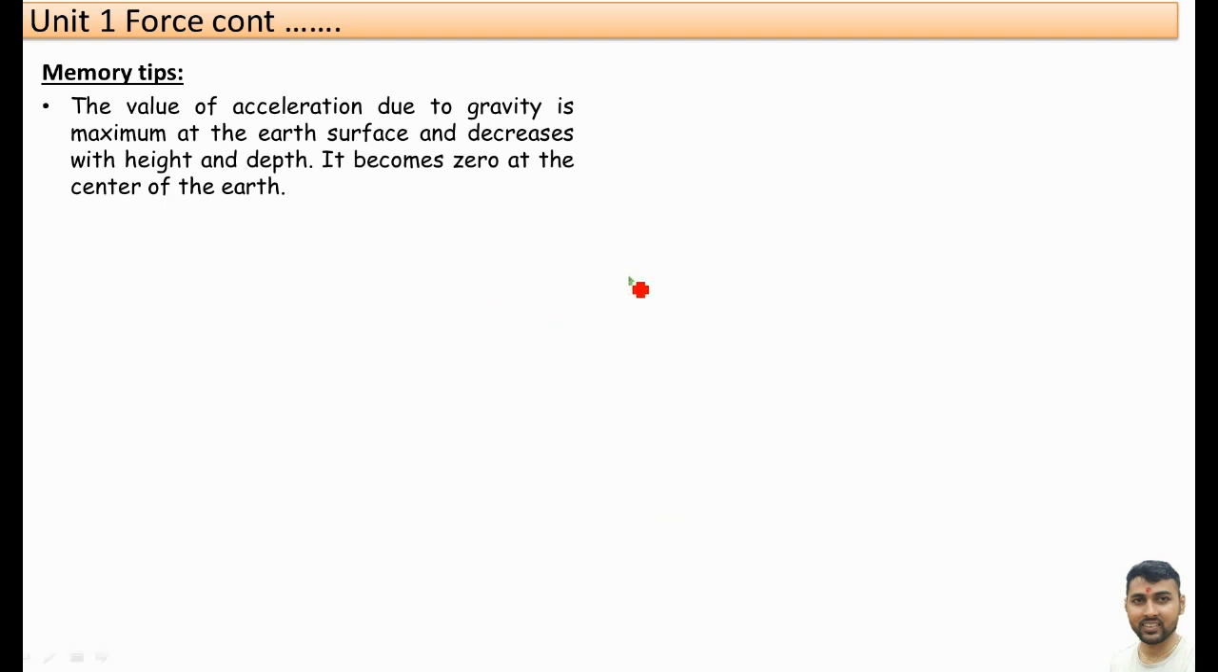On memory tips, the value of acceleration due to gravity is maximum at the Earth's surface and decreases with height and depth. It becomes zero at the center of the Earth. And this is the center of the Earth, and this is the radius of the Earth.